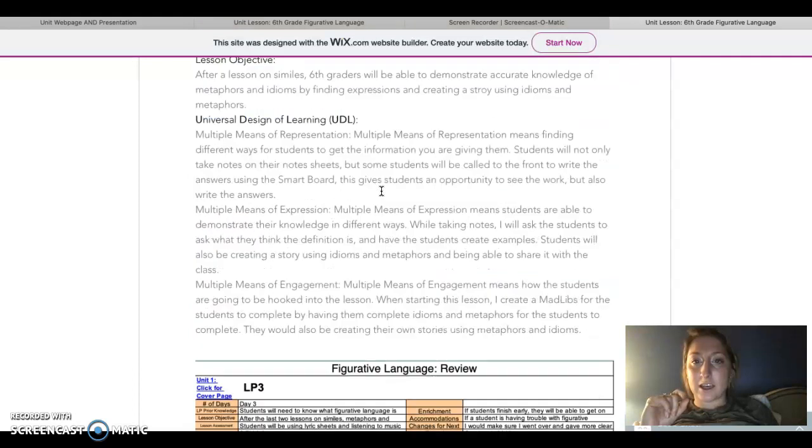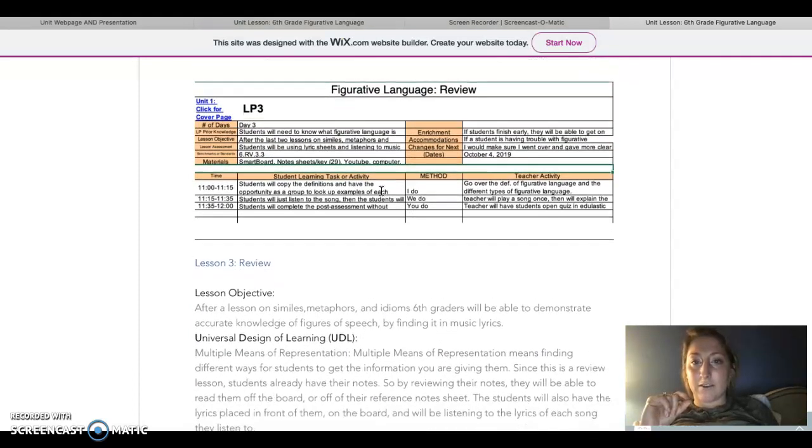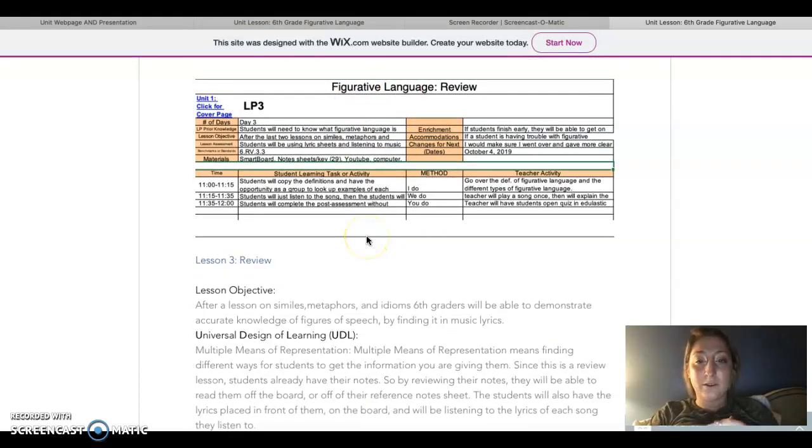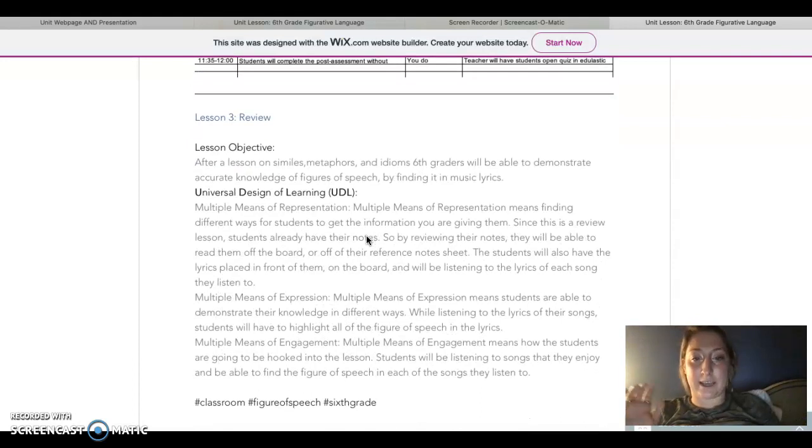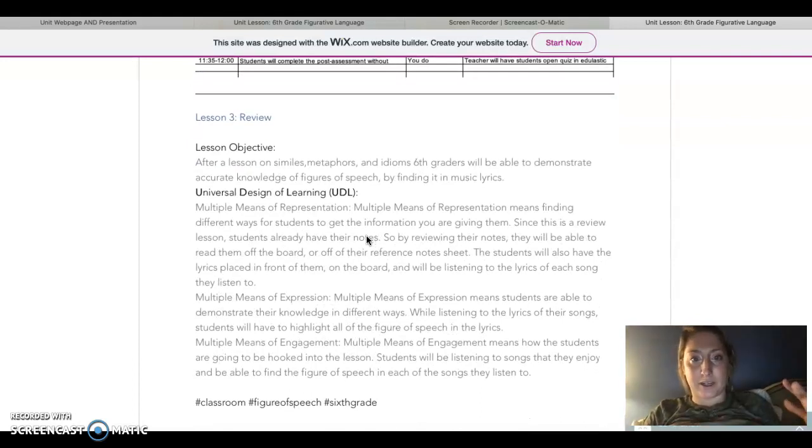Coming down, we have our last one, which is the review. Again, the lesson objective is similar, though not the same. For representation, again, we're going to review that note sheet, go over it, and find these examples and what works for the students.